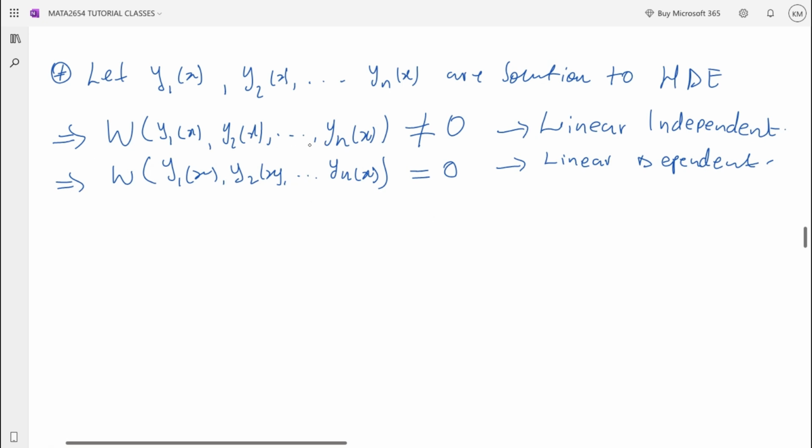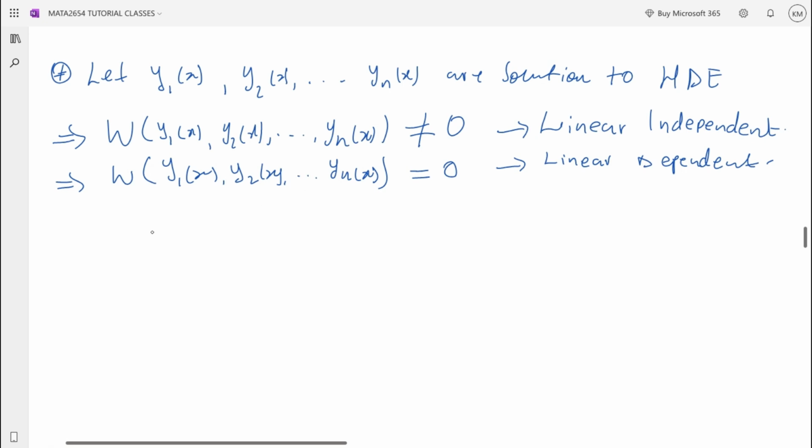If they give you a set of solutions and ask whether those solutions are linearly dependent or linearly independent, you just have to compute their Wronskian determinant. If that determinant is not equal to zero, it implies they are linearly independent. If the Wronskian determinant is zero, it implies they are linearly dependent. Okay? This is important. If you go to write a test without knowing this off by heart, you're not going to win.